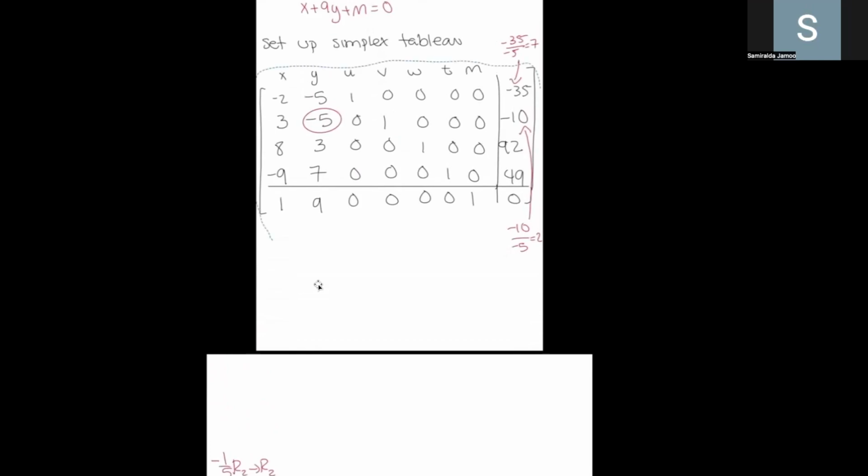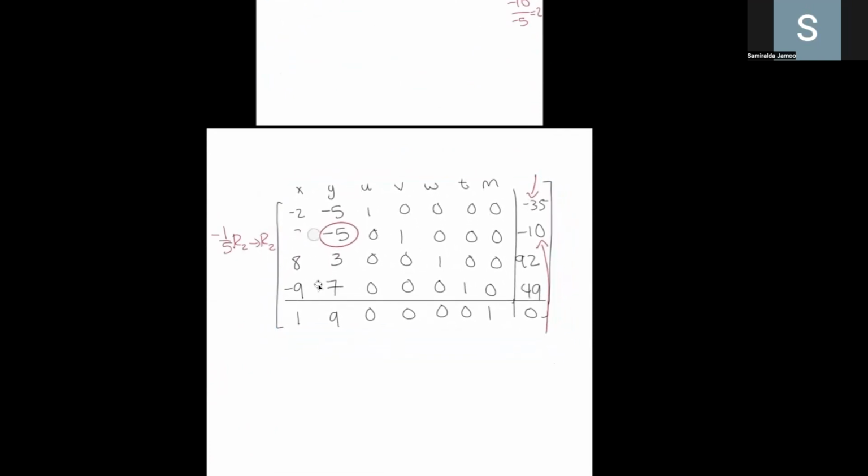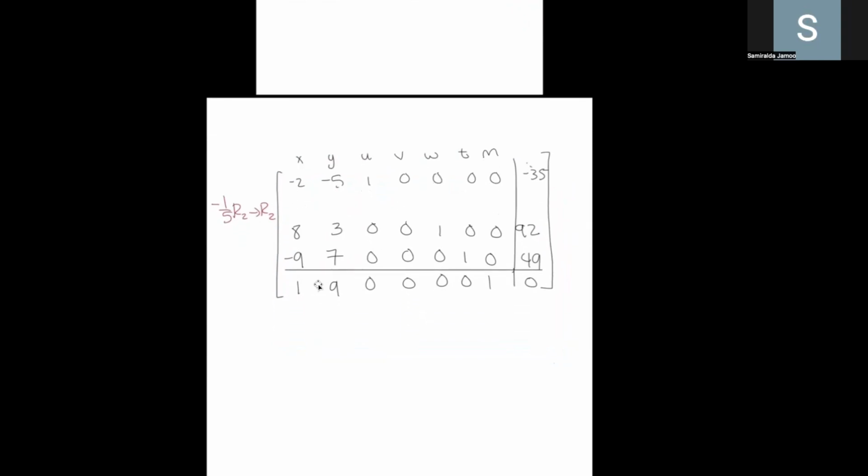And I will erase row 2 and substitute it in here. So all of that changes. Let's fix these. Okay, so we get negative 3 over 5, 1, 0, negative 1 over 5, 0, 0, 0, and positive 2.